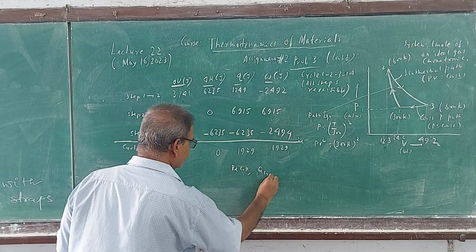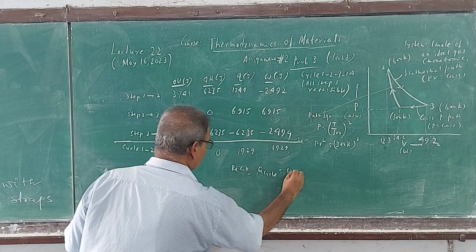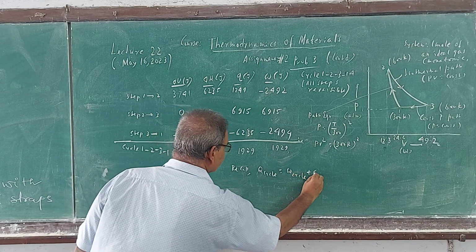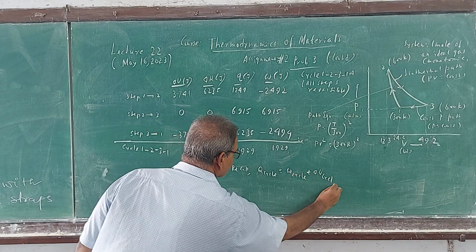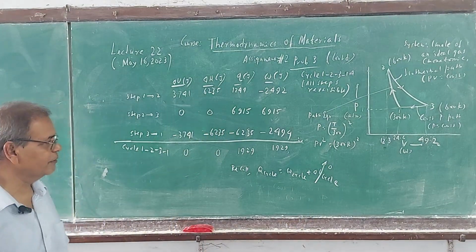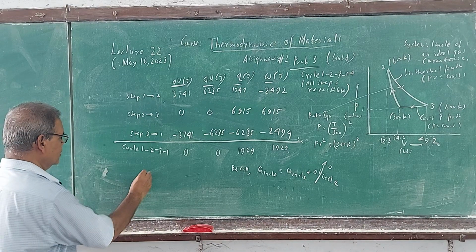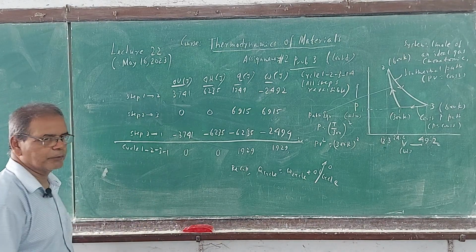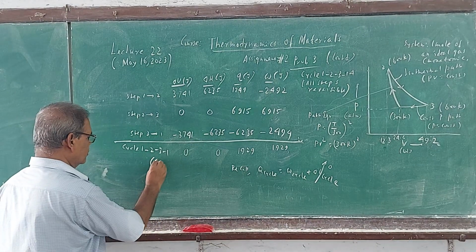Q cycle is W cycle plus delta U cycle, the first law over the cycle. Delta U is always a state function, so Q cycle equals W cycle. The answer is over. This is complete. The problem is solved. This part is solved.